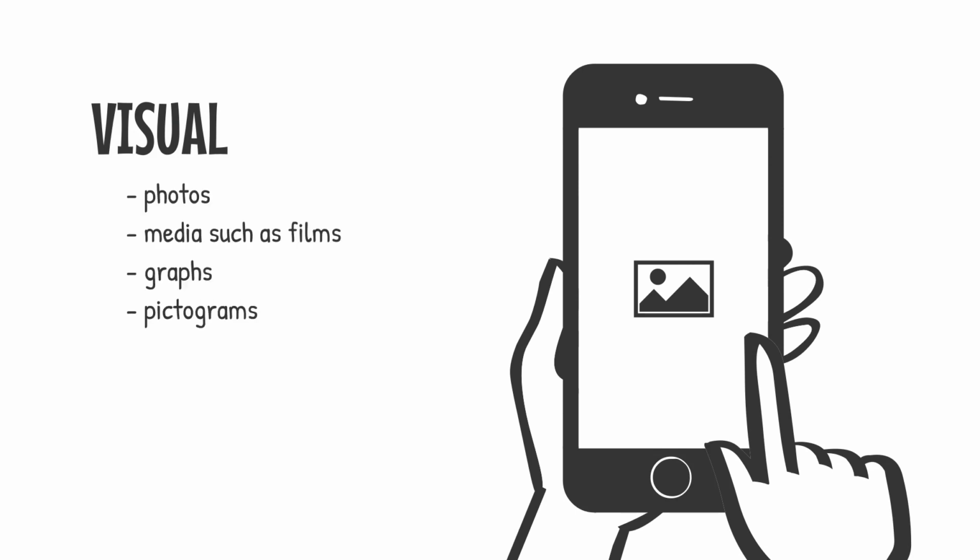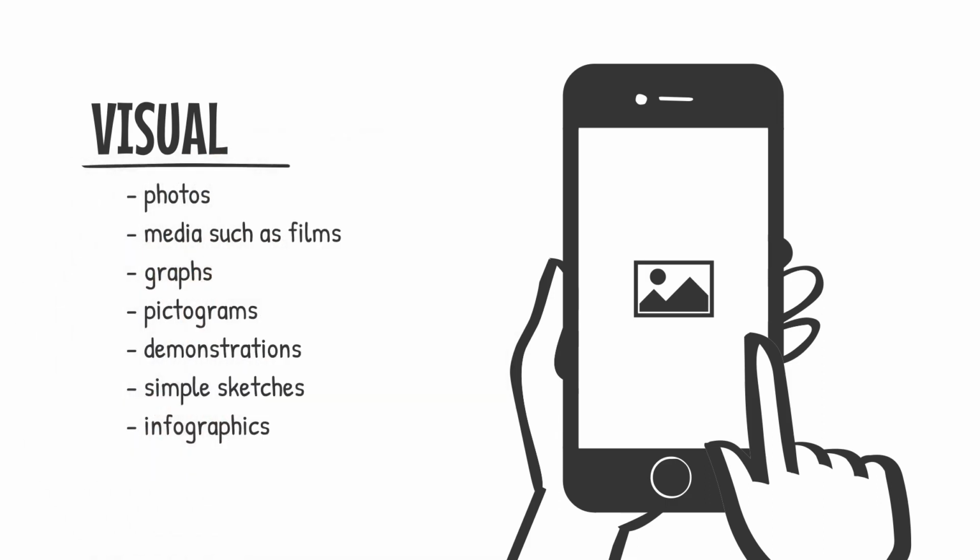As the word visual implies, this is the type of learner that needs to see things. Try using photos, media like films, graphs, pictograms, even demonstrations. Sometimes even a simple sketch will work. Infographics are particularly helpful for the visual learner as they're going to process each piece of that puzzle. It's going to draw in this type of learner.